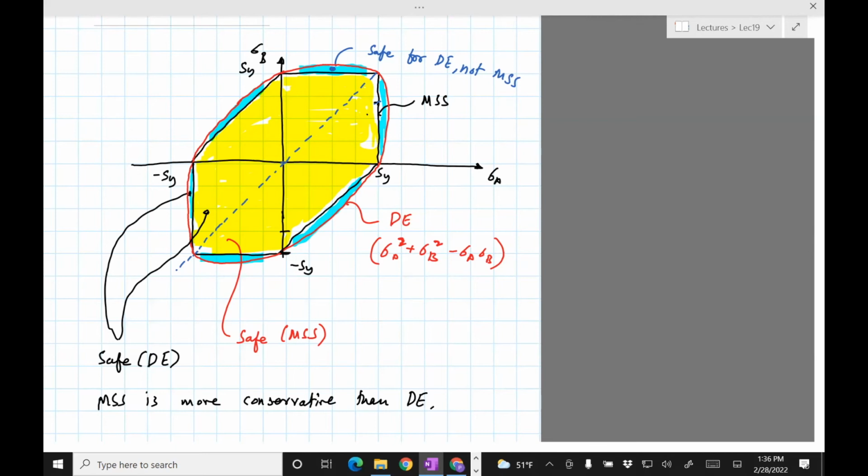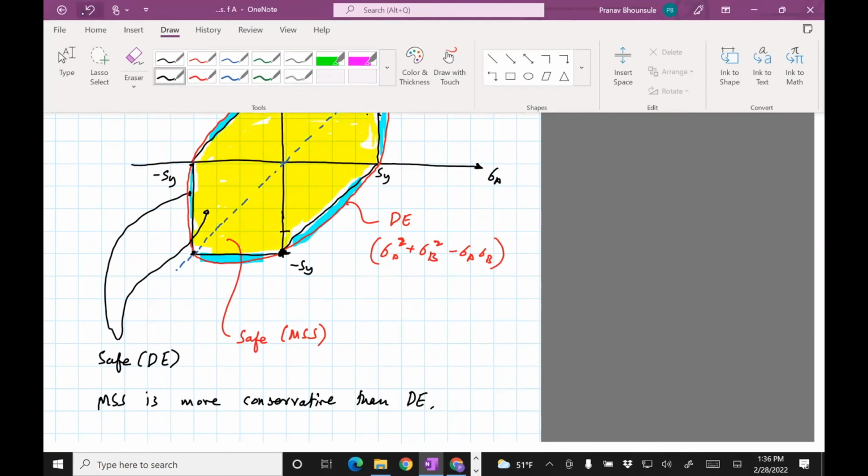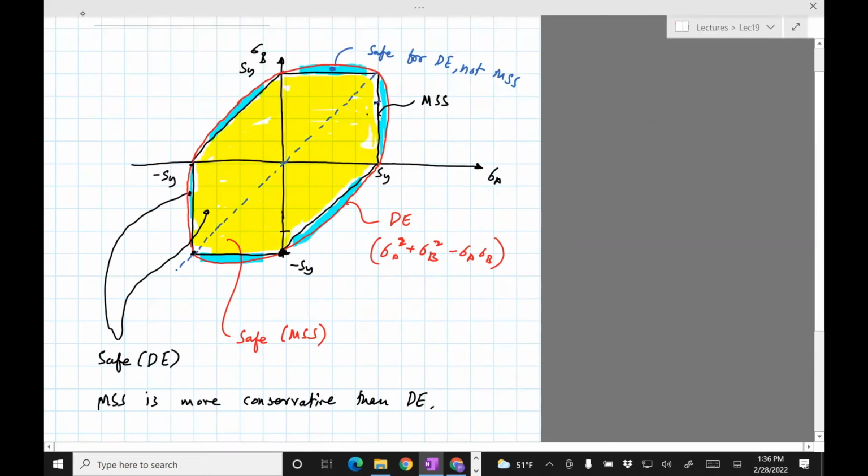Now, there are points where both of them agree completely, right? For example, this point, this point, this point. The 6 corners are the corners where the predictions are the same. For other places, they are not. So it's just a matter of judgment which theory you will use to design the part or element. Okay, so how do you do design? It's the same principle as before. You take the factor of safety and then use that to compute the allowable stress.